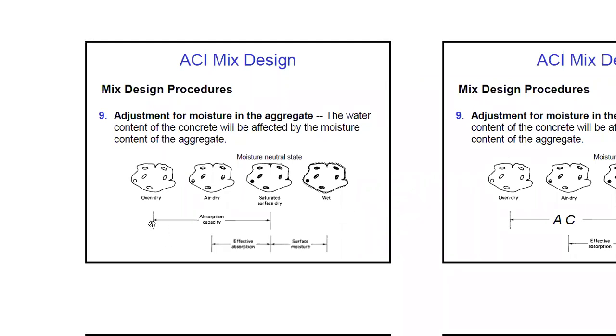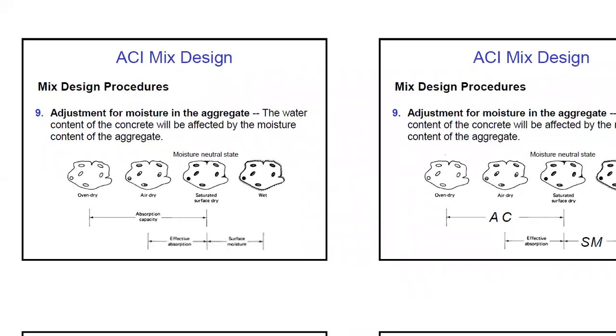Now, the absorption capacity of aggregate is up till this saturated surface dry. If it is oven dry, it would need water to go into its holes. If it is even air dried, it would need water. If it is saturated surface dry, here the absorption capacity is exhausted. After this, there is some surface moisture on the aggregate.